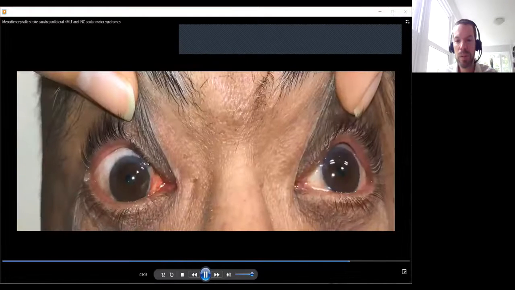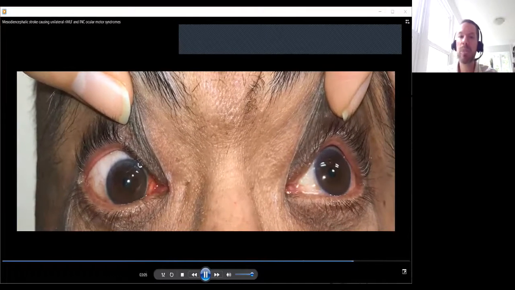So this patient actually had an RIMLF syndrome in addition to an INC lesion, both syndromes. So his nystagmus was a little bit complicated. So I'll just stop there.